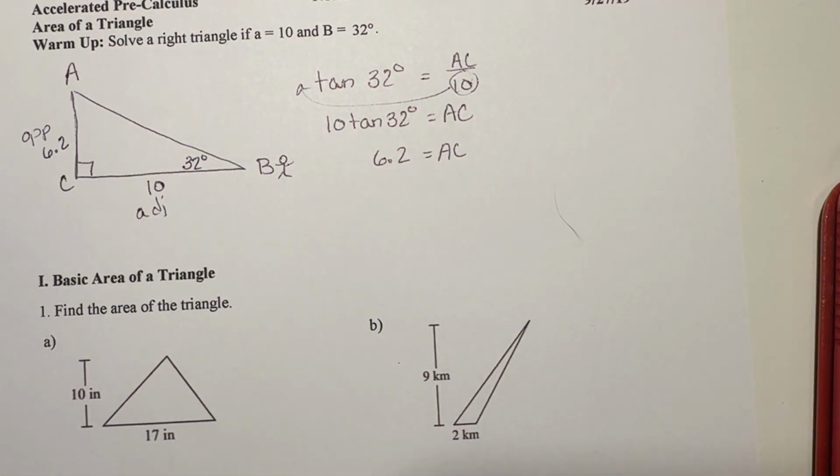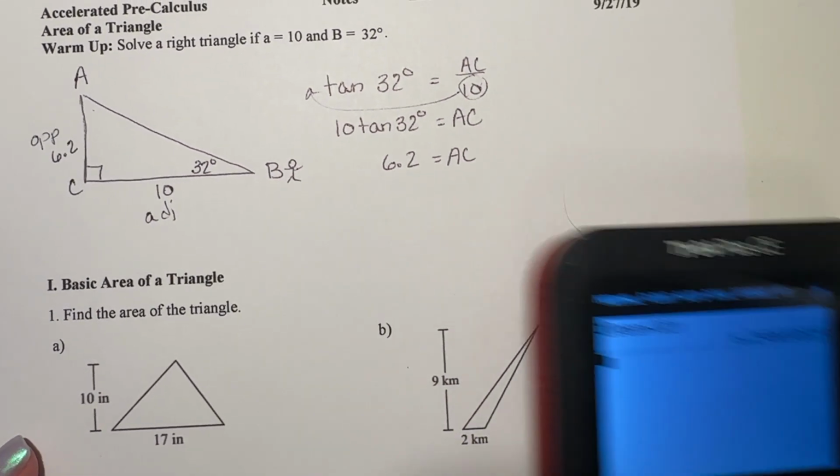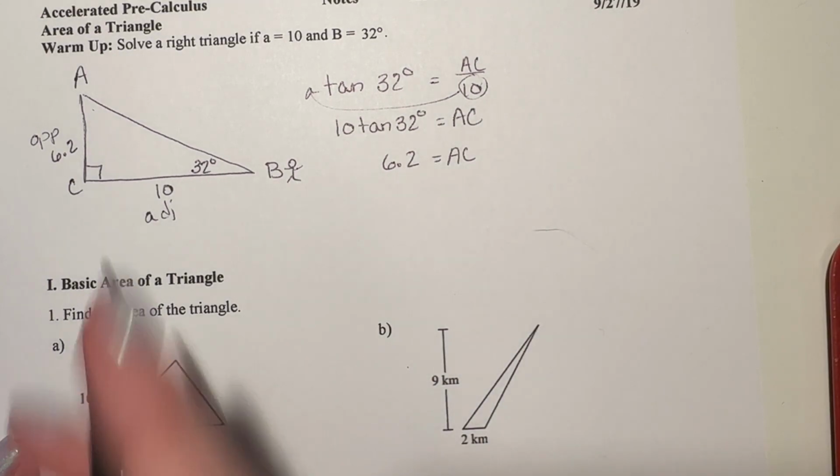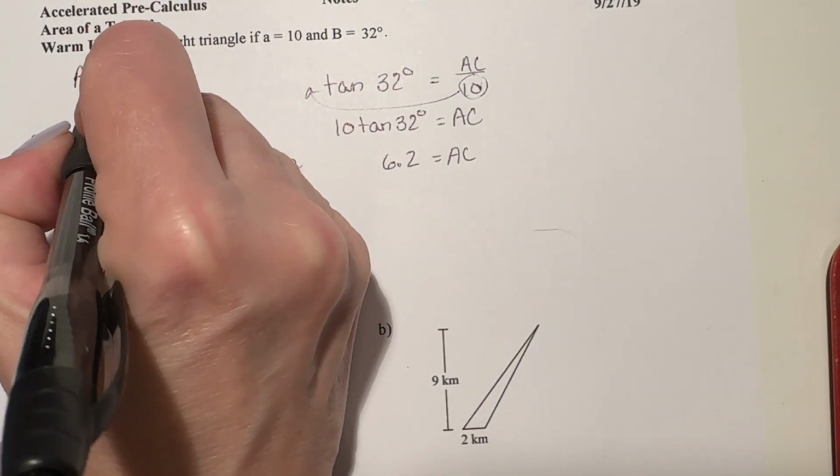Now, I'm going to use the triangle sum theorem to find angle A. So triangle sum simply says there's 180 degrees in a triangle. So 180 minus 90 minus 32 tells me the other angle is 58 degrees.